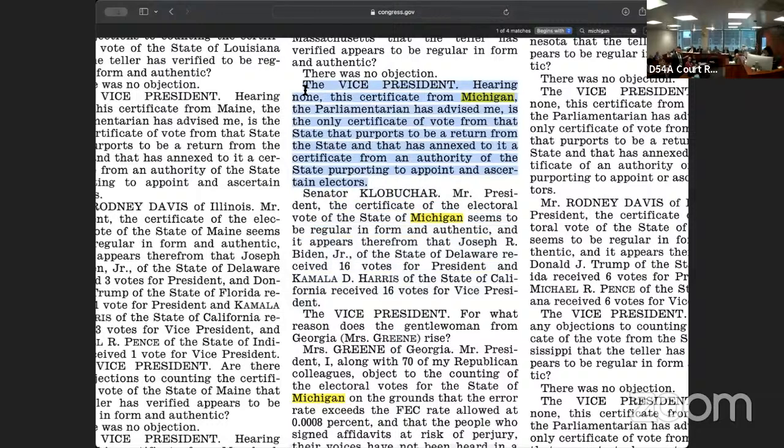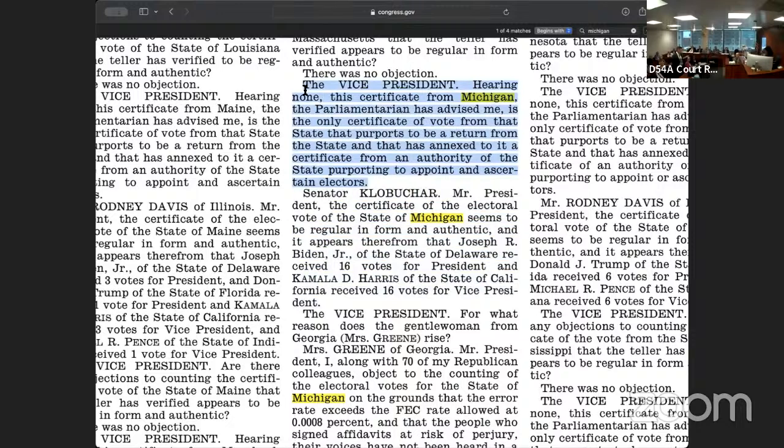I think it's the last three lines. Certificate from an authority, yes, the ascertainment. Yes, so the ascertainment, correct? Yeah. All right. And based upon the congressional record in your investigation, do you believe that Vice President Pence had a copy of the certificate of the Republican electors, based upon his own words that you just read?